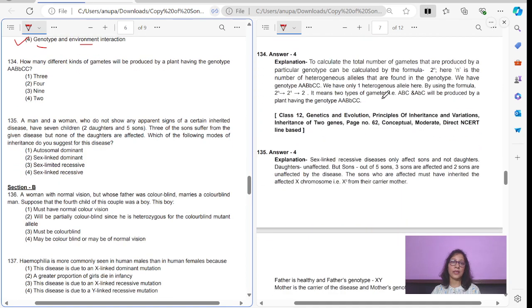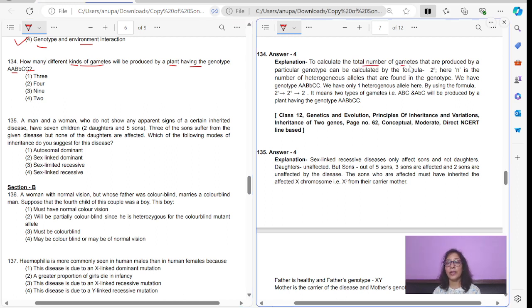Now let's move to the next question, that is question number 134. Here it is given that how many different kinds of gametes will be produced by a plant having genotype AABbCC. So we have to find out the types of gametes produced by this type of genotype. The total number of gametes produced by a particular genotype can be calculated by a formula, and the formula is 2 to the power n, where n is the number of heterozygous alleles found in the genotype. Here we have capital AA, capital B, small b, and CC genotype.